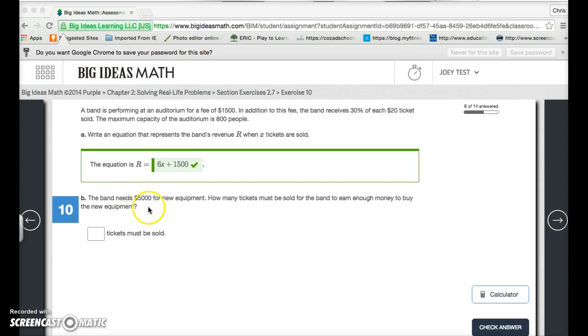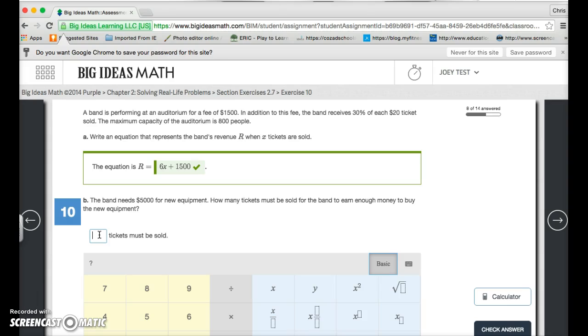The next question, the band needs $5,000 for new equipment. How many tickets must be sold for the band to earn enough money to buy the new equipment? Where should I plug in that $5,000? For R, very good. So if I plug in 5,000 for R, I would solve for x. So go ahead and do that.